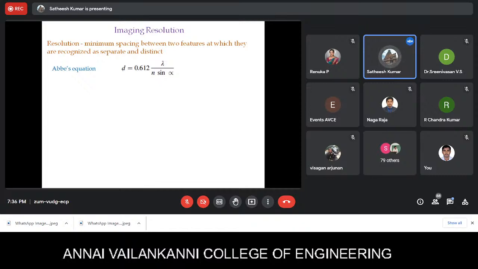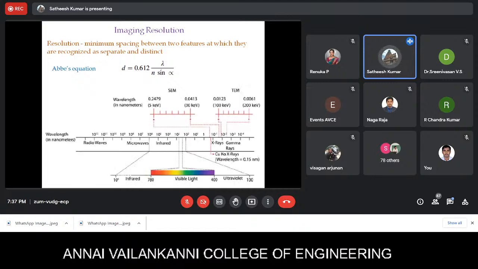D is the resolution we are talking about, the minimum spacing, and it is a function of lambda, that is the wavelength of the source or the light we are going to use, the refractive index, and the angle we are seeing. As we can clearly see, the resolution is directly proportional to the wavelength of the light source we are going to use.